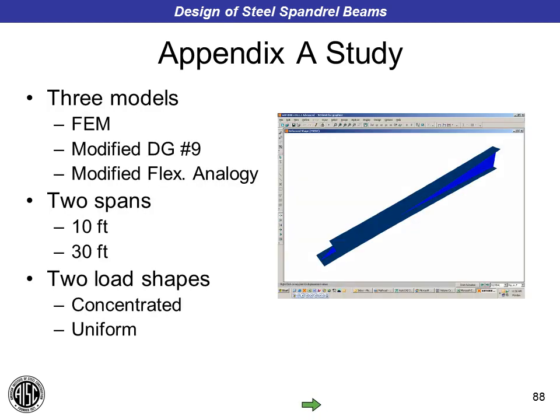As an appendix to Design Guide 22, we studied a number of different alternatives to study what happens when you put twist on a spandrel beam that's laterally restrained at the top flange. We looked at three analyses. We looked at a finite element analysis. We looked at what we called the Modified Design Guide 9 method and the Modified Flexural Analogy method, and we compared that for two different spans, a 10-foot span between torsional restraints and a 30-foot long span between torsional restraints. And we also looked at concentrated loads as well as uniform twist along the spandrel beam.